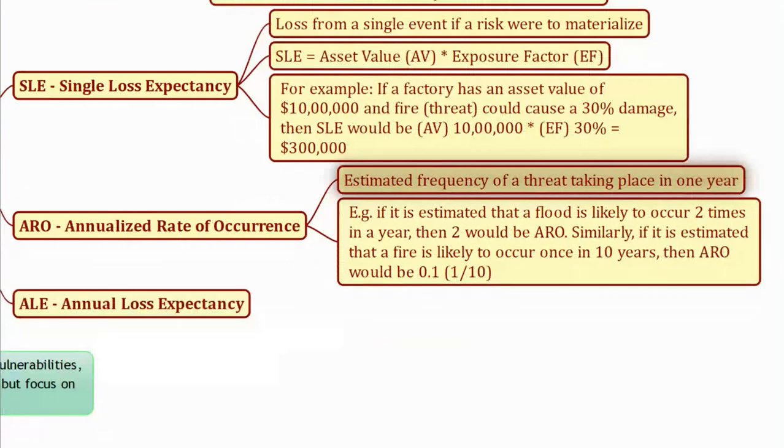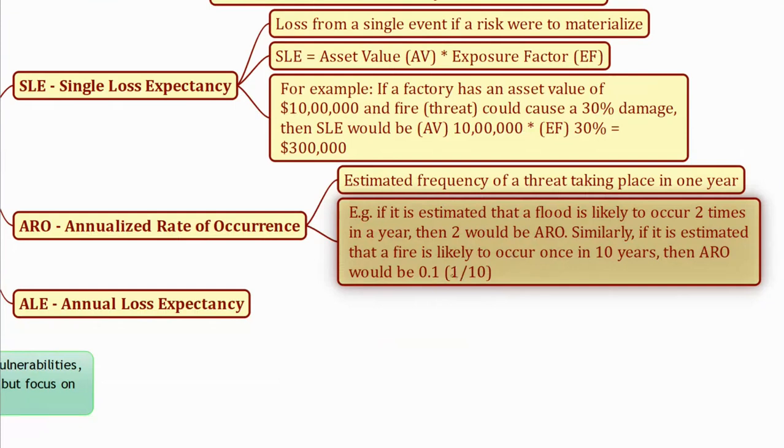Because mostly we prepare annual plans, right? So we always want to see what could happen in that specific year. So what is ARO? ARO is the estimated frequency of a threat taking place in 1 year. For example, if it is estimated that a flood is likely to occur 2 times in 1 year, then 2 would be the ARO. Similarly, if it is estimated that a fire is likely to occur once in 10 years, then ARO will be 0.1 because you divide 1 by 10. So annualized rate of occurrence is nothing but estimated frequency of a certain threat taking place in 1 year.